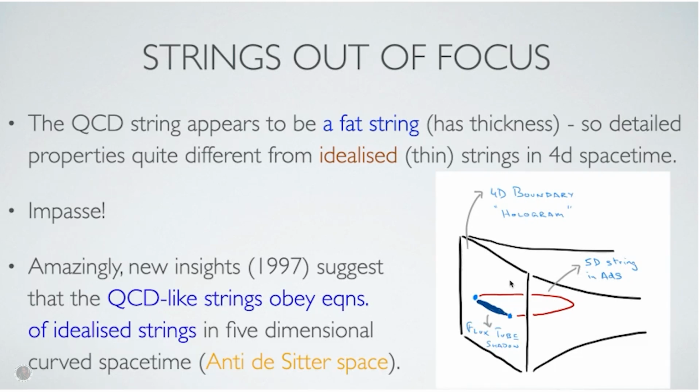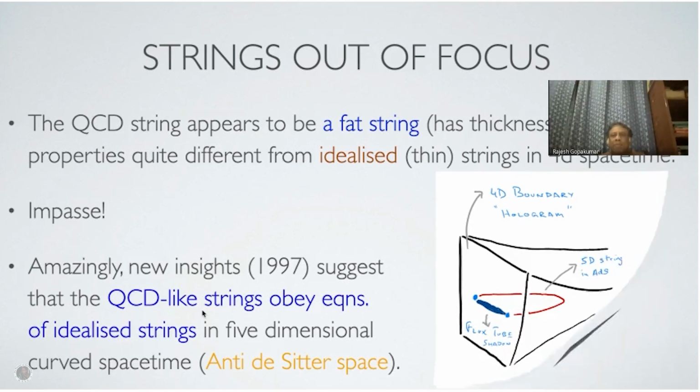So you should think of our 4-dimensional space-time as some kind of a boundary screen or a hologram, as it's sometimes called, for a higher dimensional space-time. So the insight was that you can describe the equations of strings like in the strong interactions through going to a higher dimensional space-time.